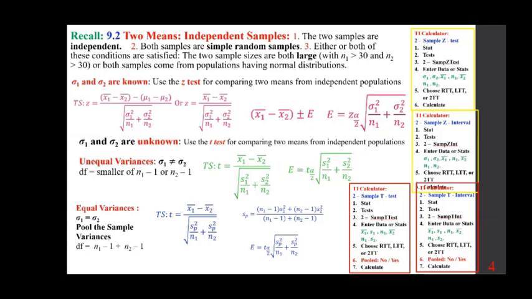If we assume equal variances, and we shouldn't unless they say so, then the test statistic changes using the pooled variance, which uses the weighted average.